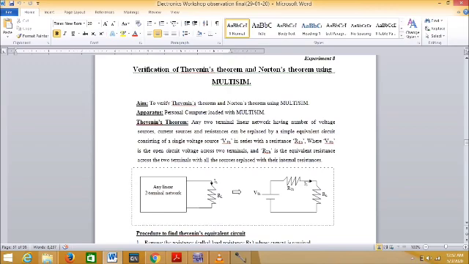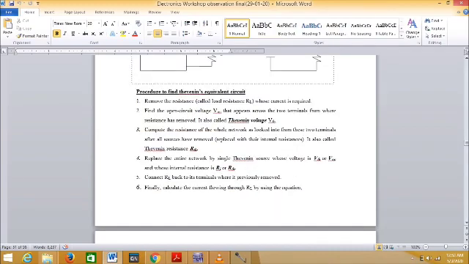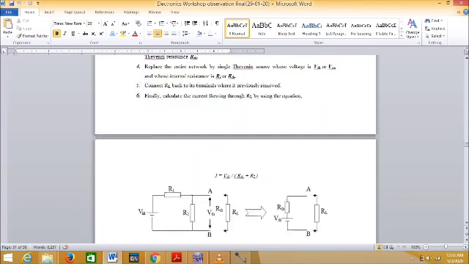Beside this network there is one more network here. You could observe it carefully. This is what the Thevenin equivalent circuit is. If you calculate the open circuited VTH and RTH, and replace those values in this particular circuit, that itself will be the Thevenin equivalent circuit. That is what I have mentioned here.